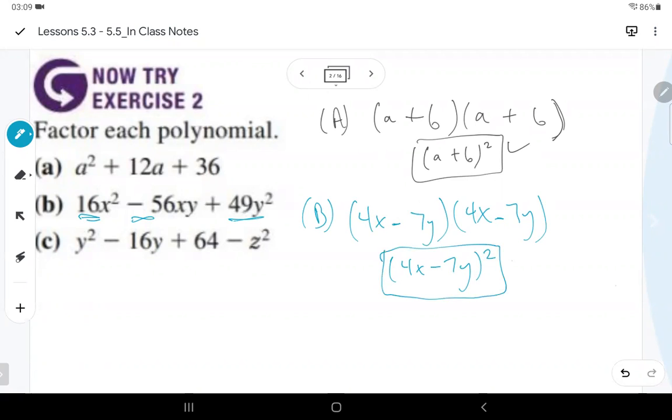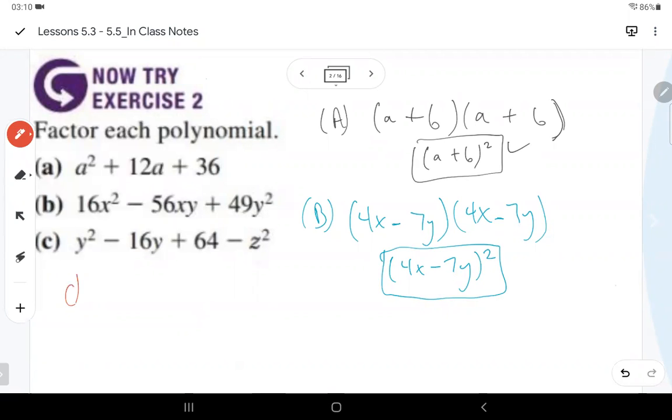Again, if you wanted to check, you could either FOIL, and you should end up right back here. Or if you want to do this pattern, you would be looking for 2xy, which in this case would be negative 2 times our x, which is 4x, times our y, which is 7y. So that would be 28 times 2 is 56xy. Okay, so it does match and it does fit that pattern.